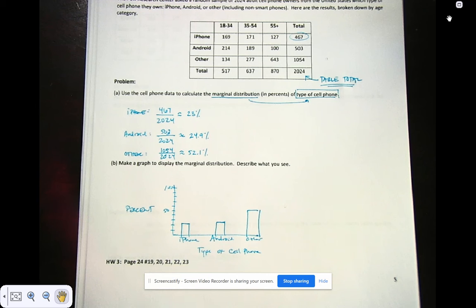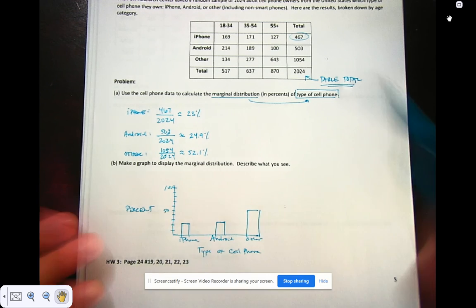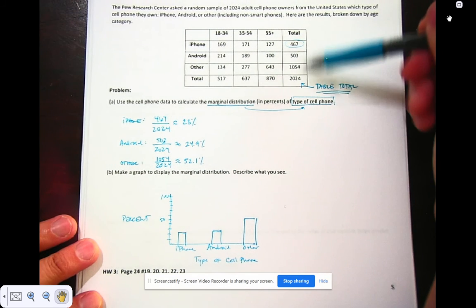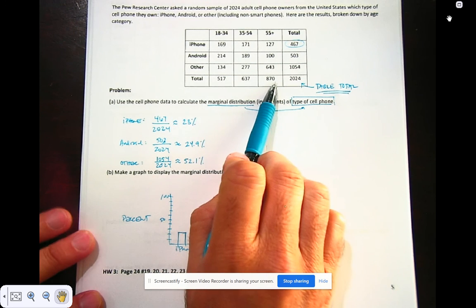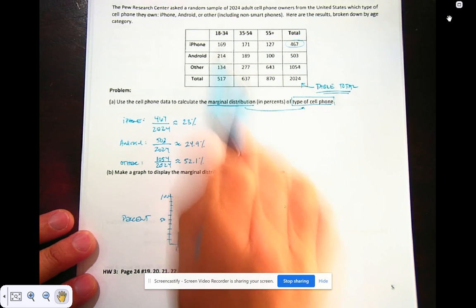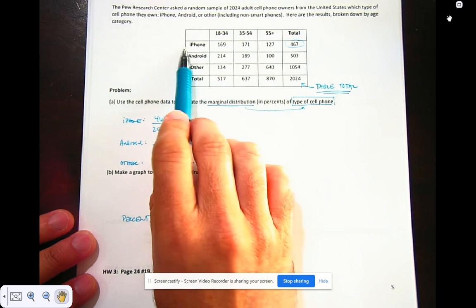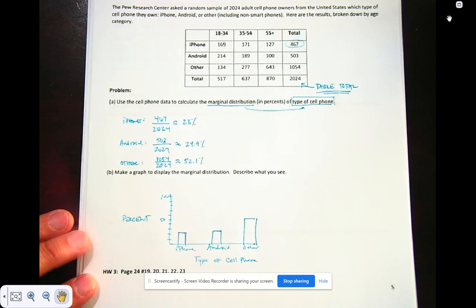You guys are learning about marginal distributions, which will always be a total divided by table total, right? If we did these numbers here, again, it would be a different marginal distribution. It would be based on age, right? We did it based on phone. Okay. All right.